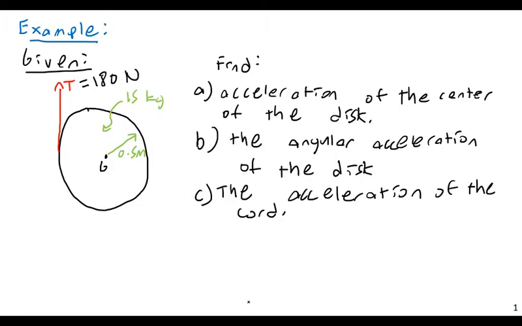All right, so let's look into this. This disk here is pinned about point G, so it will not be able to translate, it will only be able to rotate. So our first step will be to find a free body and a kinetic diagram, and then we'll be working through all of the equations to find these desired quantities. Okay, so step one, draw the free body diagram and the kinetic diagram.